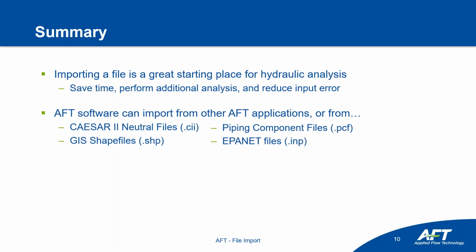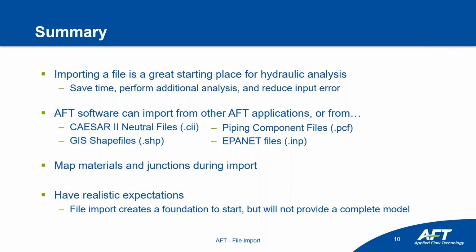We saw how we can import from other AFT applications. Again, the most common one being AFT Fathom into AFT Impulse, and we looked at how we can import Caesar2 neutral files, piping component files, GIS Shapefiles, and then EPANET files, where each is going to be a little different, but are going to follow generally the same process. We saw how we can map materials and junctions during import, saving us some steps. Instead of doing global edit after the import, we can just assign those materials to begin with. And then finally, have realistic expectations. Our file import is just a foundation to start, but there's still going to be a lot of legwork to finalize and develop that hydraulic model.